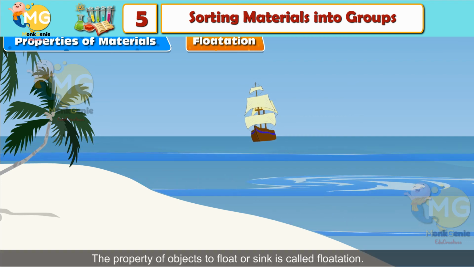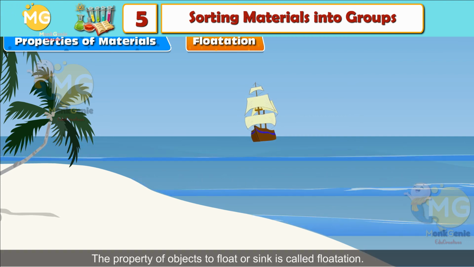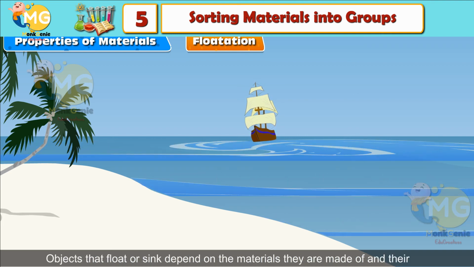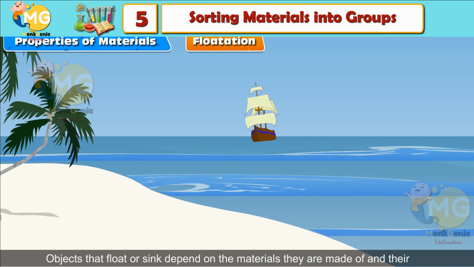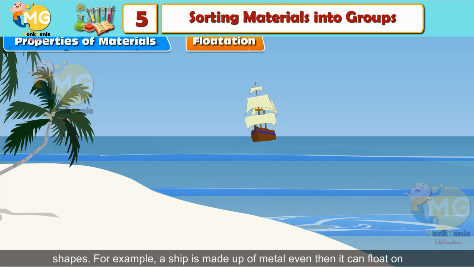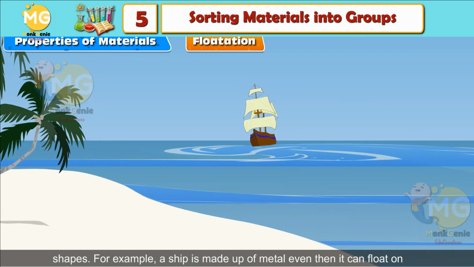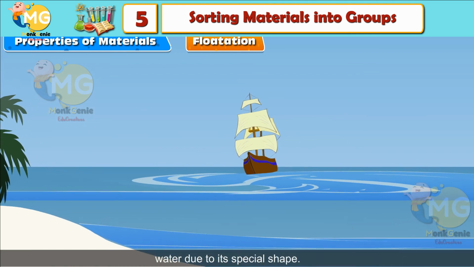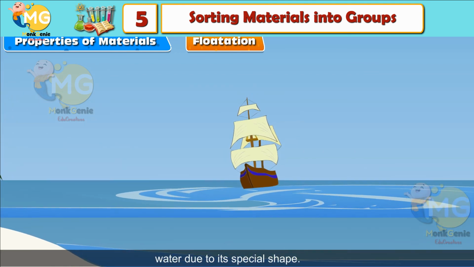Flotation. The property of objects to float or sink is called flotation. Objects that float or sink depend on the materials they are made up of and their shapes. For example, a ship is made up of metal. Even then, it can float on water due to its special shape.